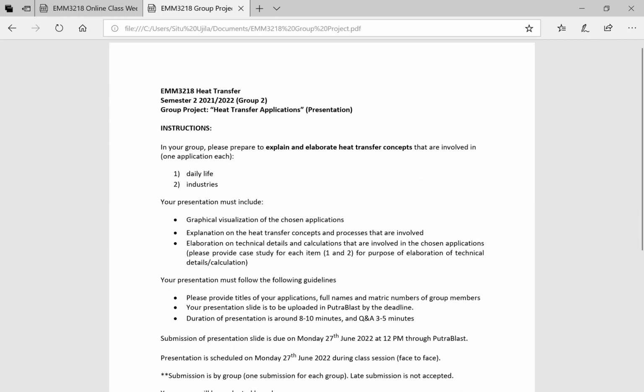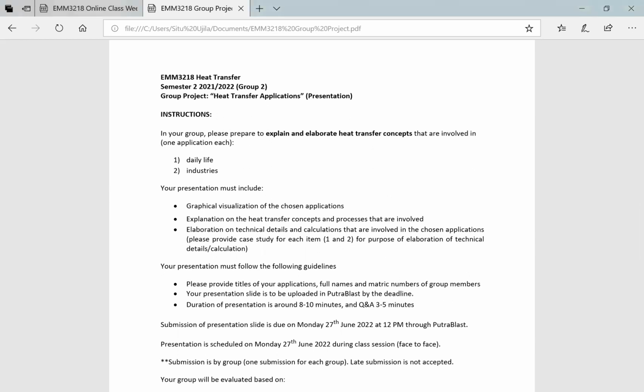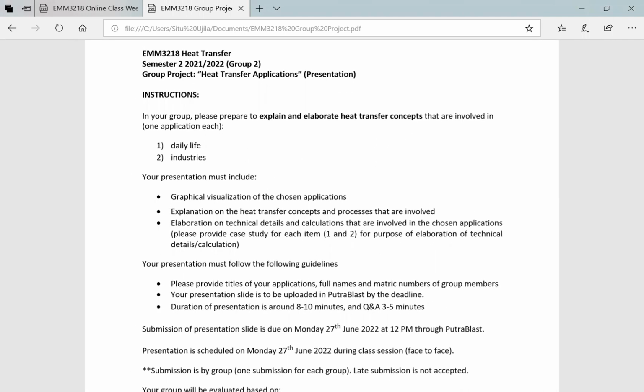Okay, so hopefully you have logged into your Putra Blast and downloaded the instruction for your mini project, which is a group project. So you can see on the screen the instructions for this mini project. Let's go over this first before we continue our class.